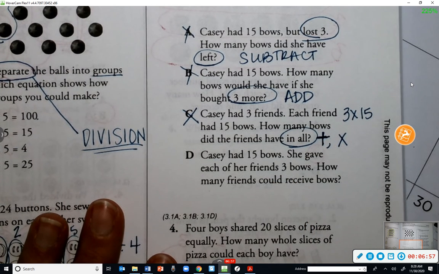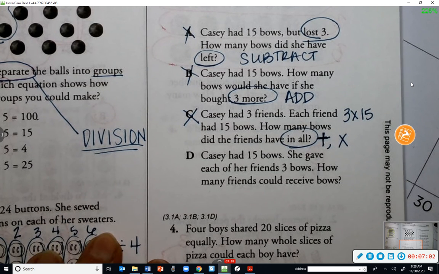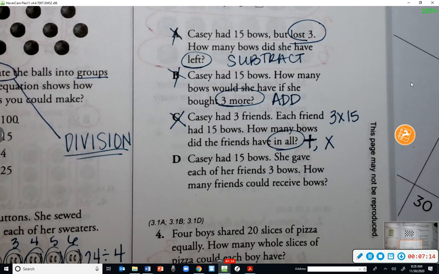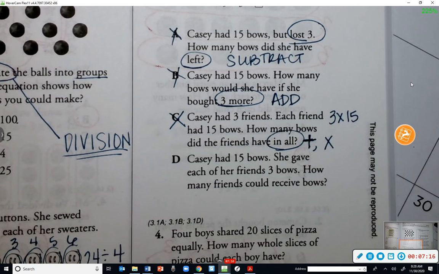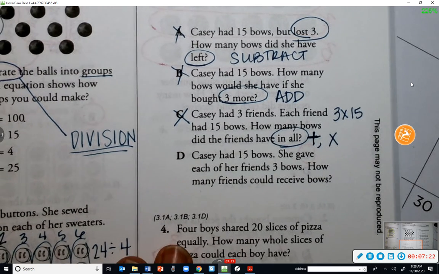Brandon, you want to read that one? Casey had 15 bowls and gave each of her friends 3 bowls. How many friends could receive 3 bowls? Okay, so she has 15.